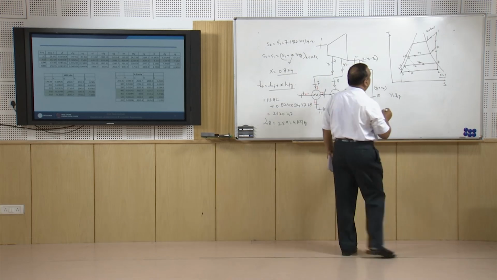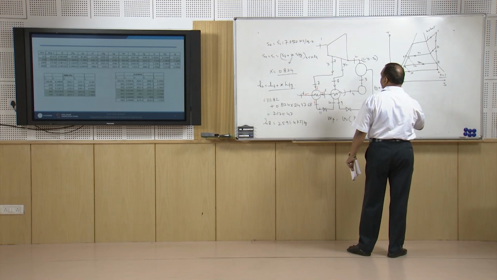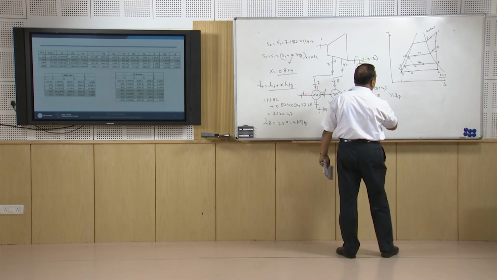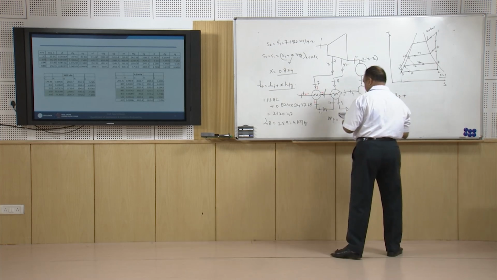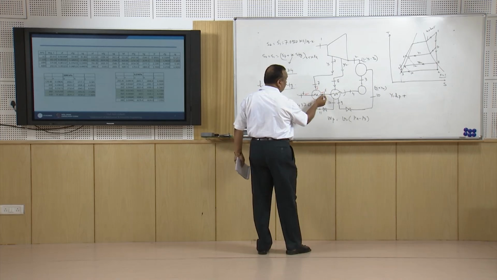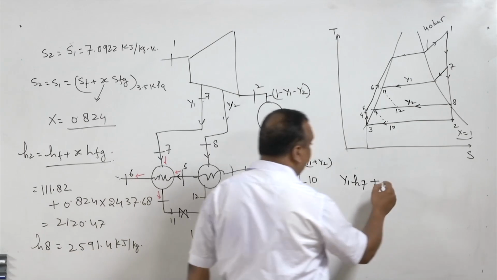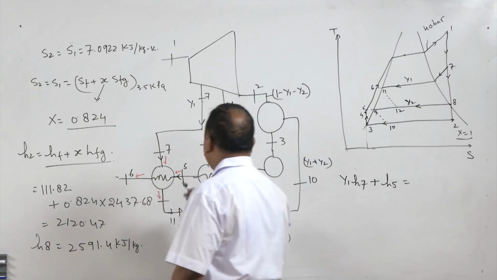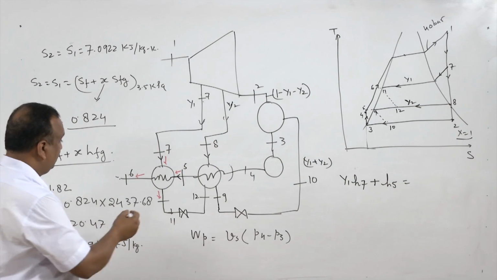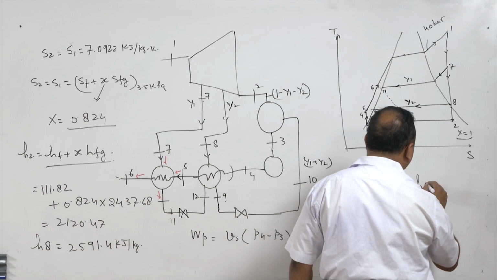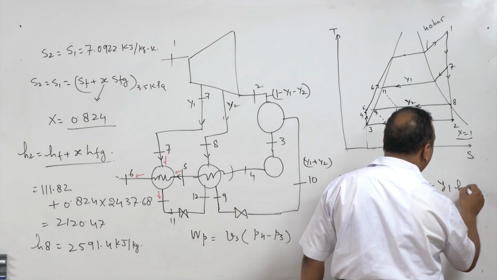This is heater 1. Plus fluid entering H5, enthalpy of 5 is equal to how much? Energy of the fluid leaving the heater, that is H6 plus Y1 H11.